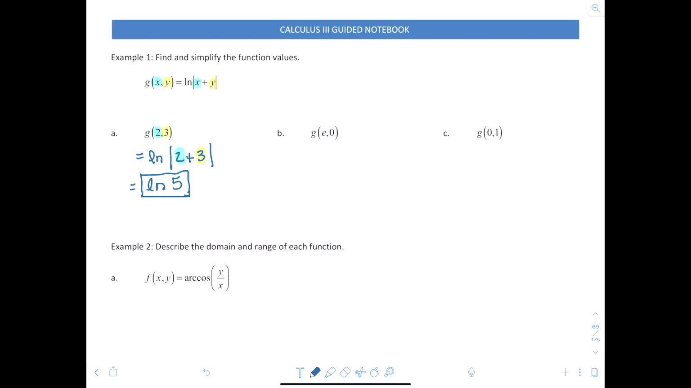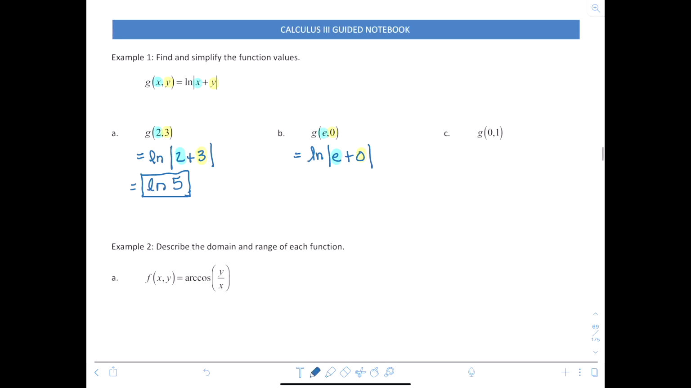Okay, let's see how you did. So g at e, 0 would be natural log of the absolute value of e plus 0. And that just gives us natural log of e. E is positive. But what is natural log of e? When you evaluate the natural log at the natural exponential function, you just get what's in the power. Well, we have e to the 1, so we're just going to get 1.